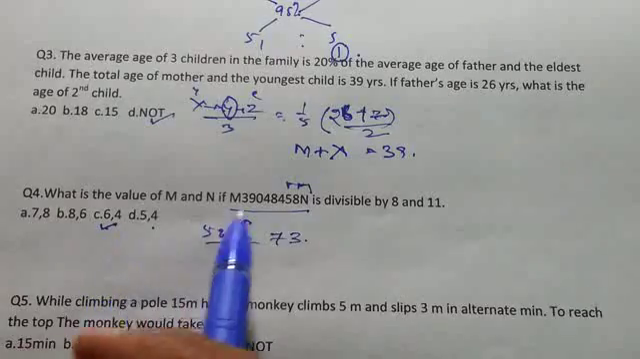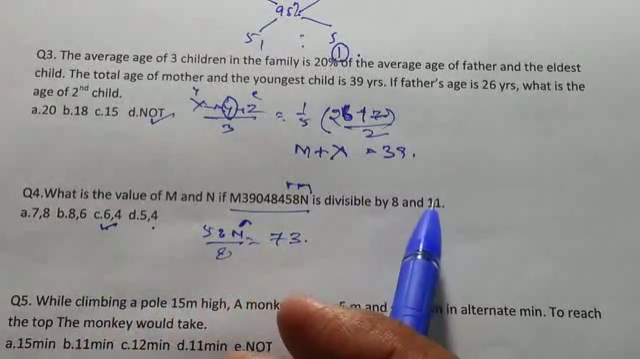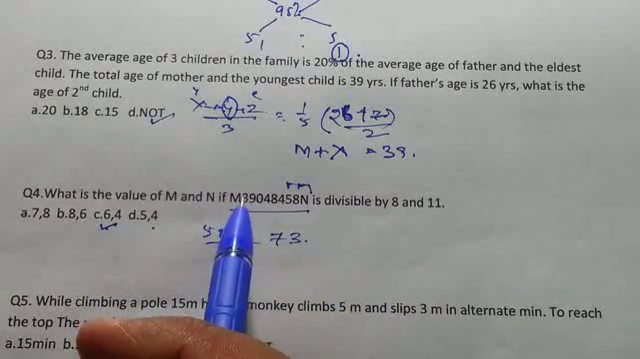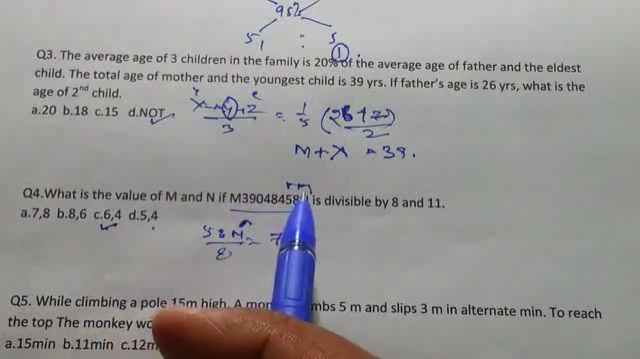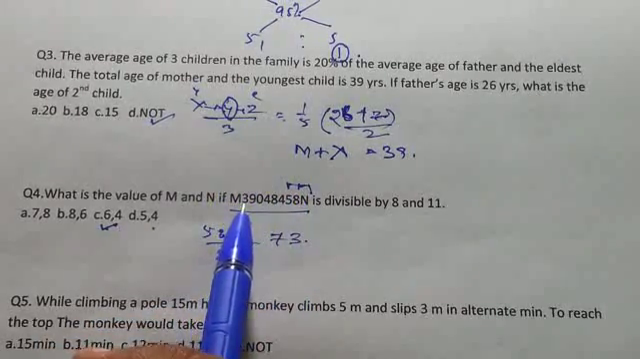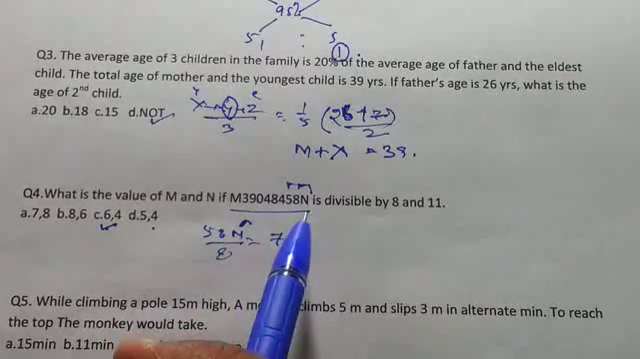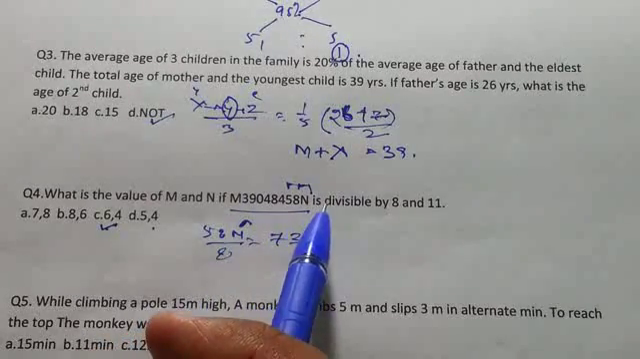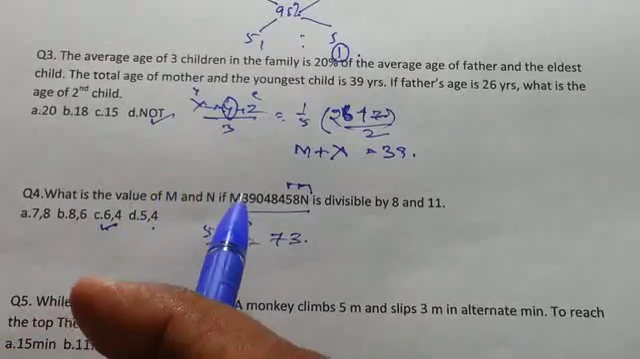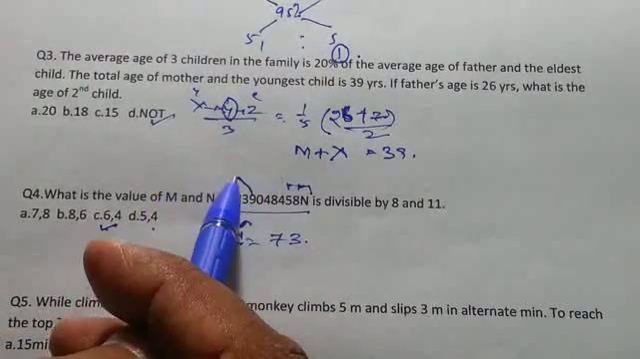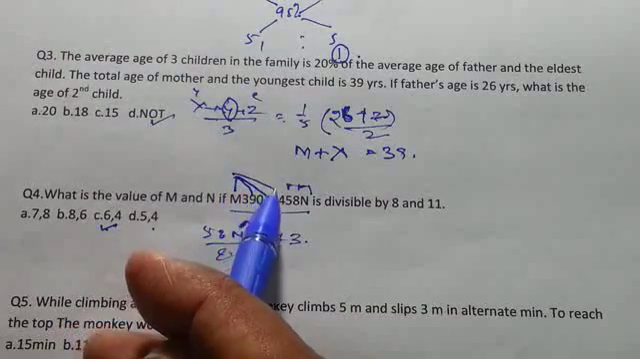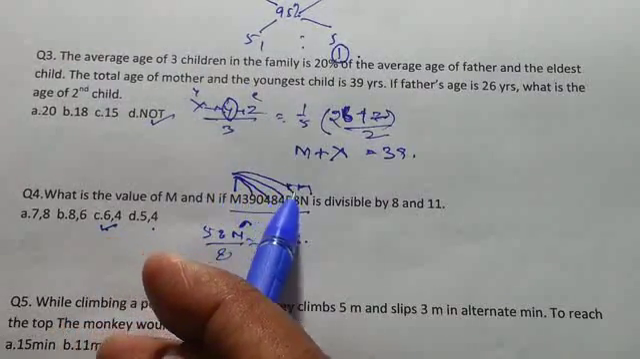So what is the possibility? What is the divisibility rule for 11? That means the sum of numbers at even positions and the sum of numbers at odd positions, their difference is a multiple of 11. That means it is divisible by 11. Okay. So let us see to it. So it is M plus 9 plus 4 plus 4 plus 8.